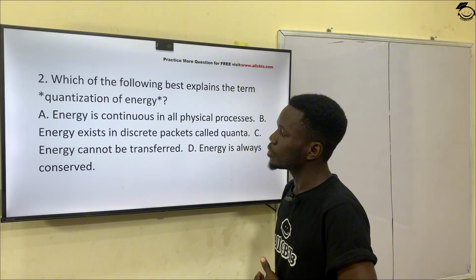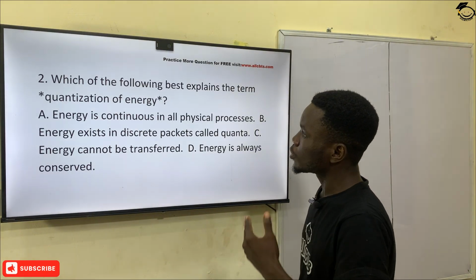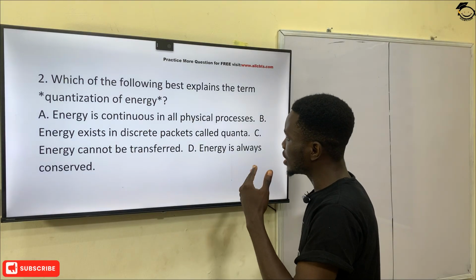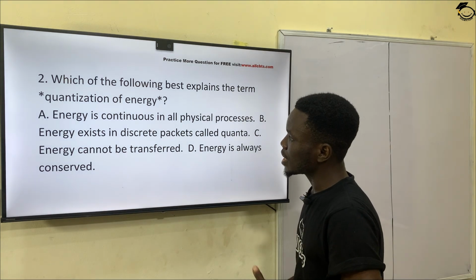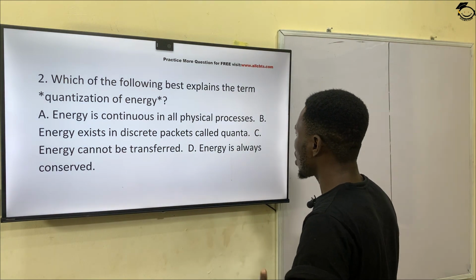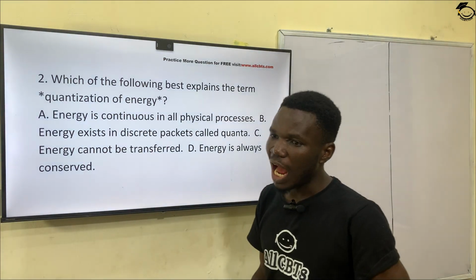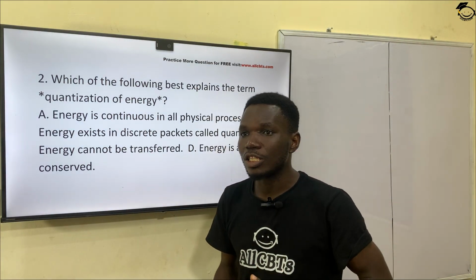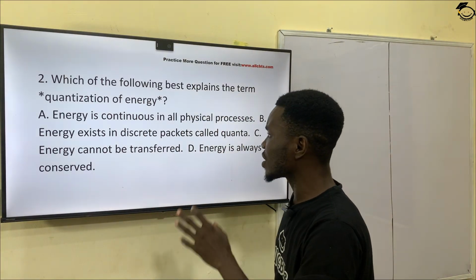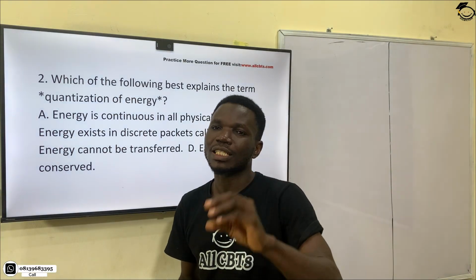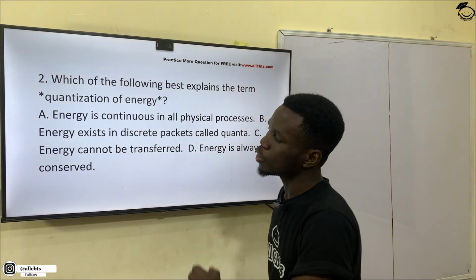So that takes us to question number 2, which says, which of the following best explains the term quantization of energy? Option A says energy is continuous in all physical process. Option B says energy exists in discrete packets called quanta. Option C says energy cannot be transferred. Option D says energy is always conserved. Now, in a video that I did on modern physics, I said that energy exists in discrete packets called quanta. So the correct answer to this question is option B.